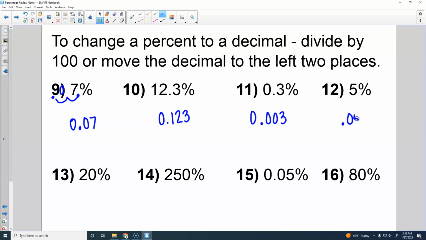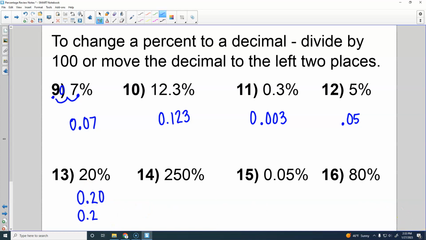Very good. Lexi, what about number 13? Okay. So 0.20, or is it okay to write it this way, just 0.2? Yeah, zeros on the end of a decimal are unnecessary, right? If you want to include it, it's fine, but you don't have to. So either one of these would be okay.